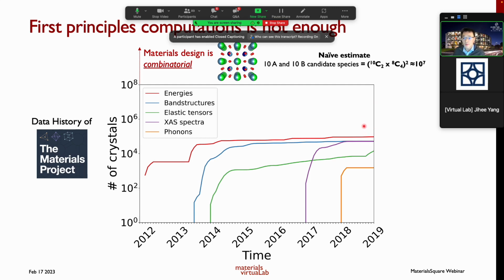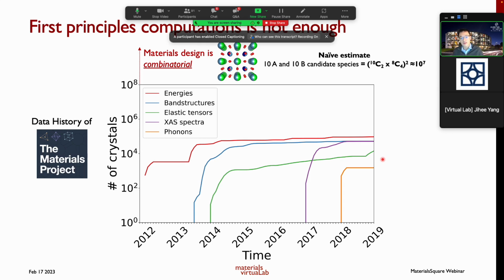And quite simply, you just cannot use first principle calculations to compute your way out of this combinatorial problem, right? Now, the other problem that you see is that other than the energies, you have other properties where the numbers are much smaller, right? We still have a good number of things like band structures, but if you look at things like the phonons or the elastic tensors, they are also several orders of magnitude smaller than the total number of energies that we have. And the reason for this is very simple, right?